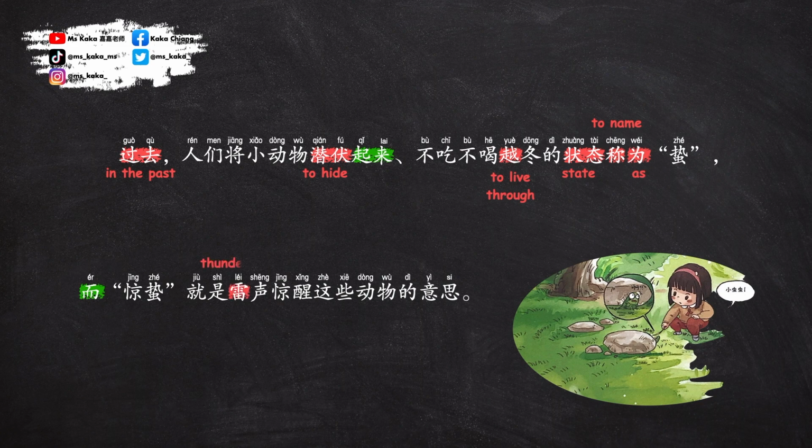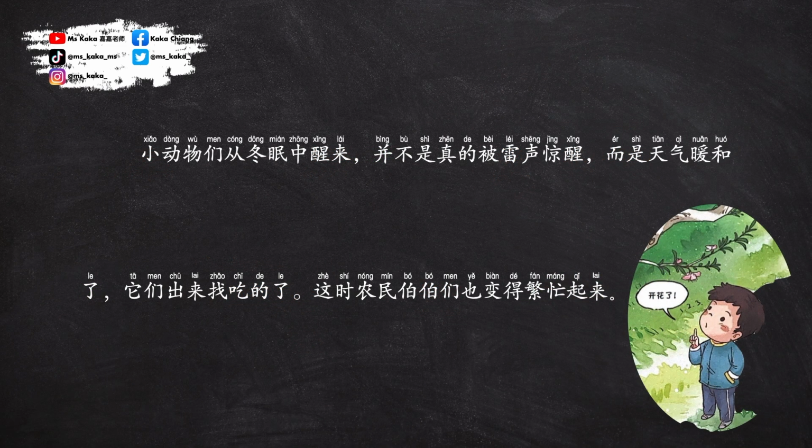雷 thunder, 声 sound, 雷声 the sound of thunder, 惊醒 to wake up with a start, 意思 meaning. In the past 蛰 was used to refer to the hibernation of small animals during the winter when they would stop eating and drinking in order to survive, while 惊蛰 was used to describe the awakening of these animals by the sound of thunder. 小动物们从冬眠中醒来，并不是真的被雷声惊醒，而是天气暖和了，它们出来找吃的了。冬眠 hibernation, 来 a directional complement used after a verb.